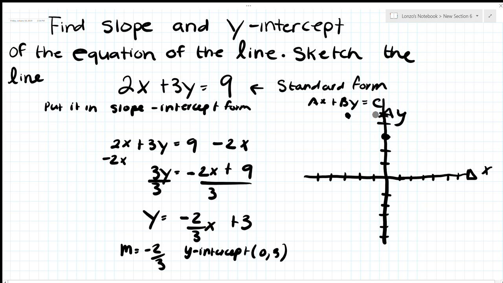And if you don't want to do it that way, what you can do is start at the y-intercept and go down 2, 1, 2, and right 3: 1, 2, 3. And then you just connect your dots. I'm so sorry if my line doesn't look straight or even. And then always label the graph: y equals negative 2/3 x plus 3. That was one way. Now let's do it the other way.